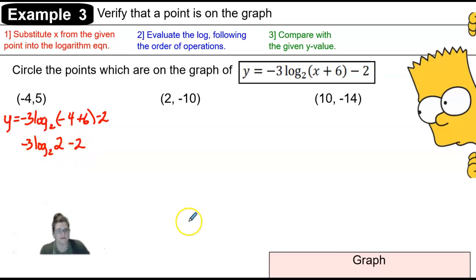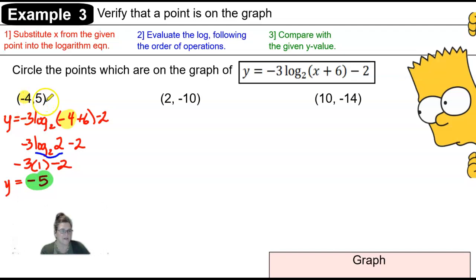I have to evaluate this log function before I can do anything else. So the log base 2 of 2 is 1. So this now becomes -3 times 1, minus 2. And that is -5. So my y is equal to -5 when I substitute -4 for my x. So I put in -4 for the x, and my output is -5.